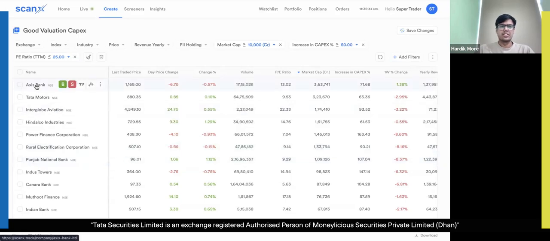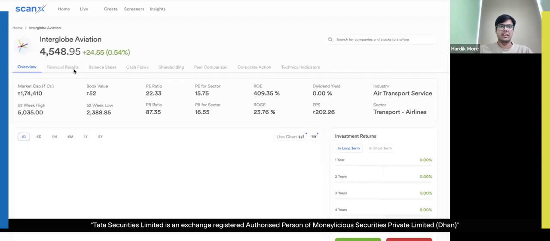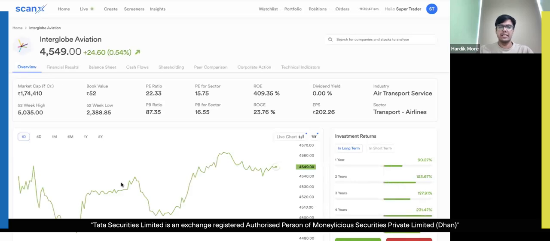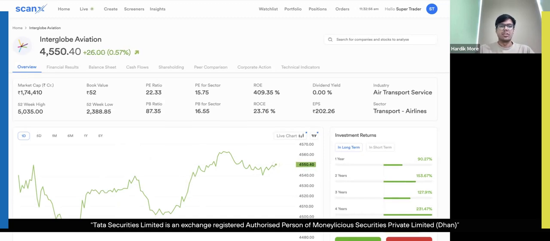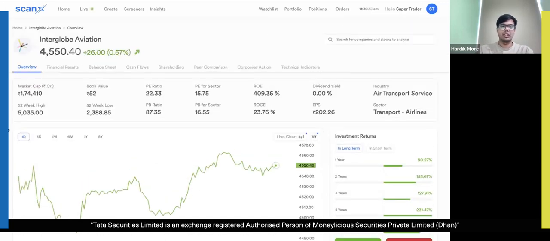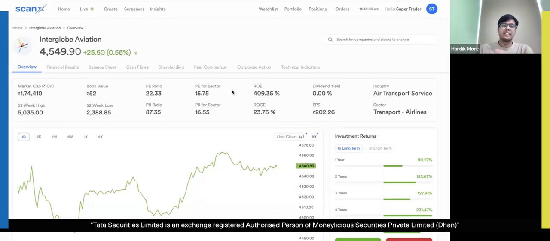So let's click on any of these. Let's click on Interglobe Aviation. As soon as I click on it, it opens the company page for me. So this company page has all the data that you're going to need for further analysis, right? Over here, I just get a snapshot, which gives me what's the market cap, what's the book value, P ratio is there, right? What is the P for sector over here?